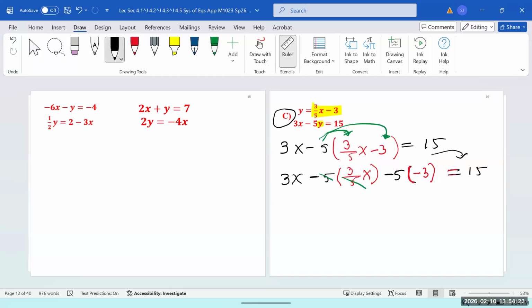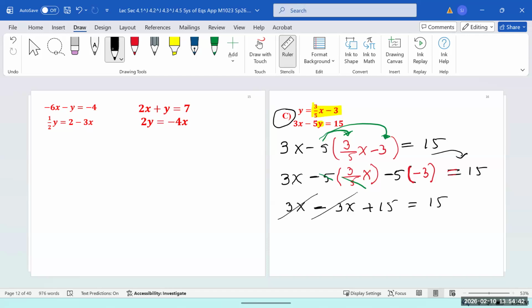So now let's see what is left. 3x, which is completely unharmed. We have negative 3x. And the third term becomes positive 15 equals 15. And now what do you see?